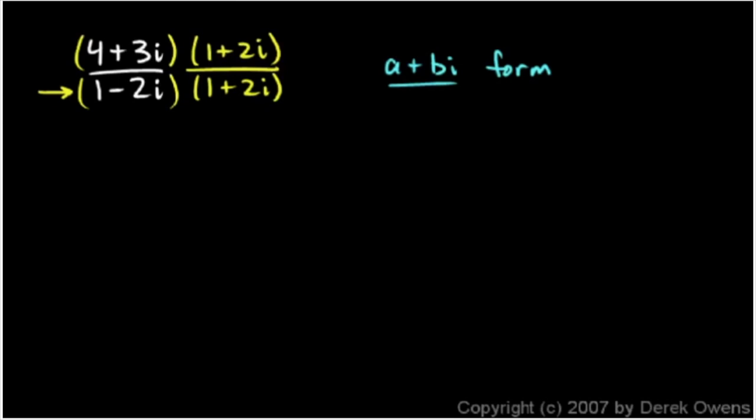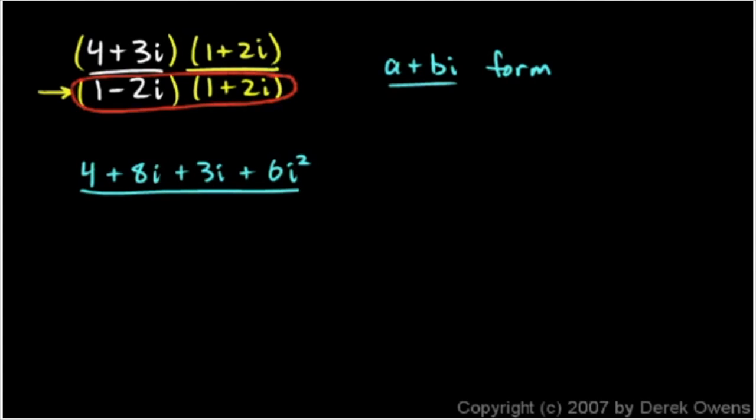So the top first, 4 plus 3i times 1 plus 2i. Well, we'll do first, outer, inner, last. Well, the first gives me a 4, and then the outer gives me a plus 8i, and the inner, right here, 3i times 1, gives me a plus 3i, and then the last here, 3i times 2i, gives me plus 6i squared. And again, don't forget the squared. And all of that is over my denominators multiplied together.